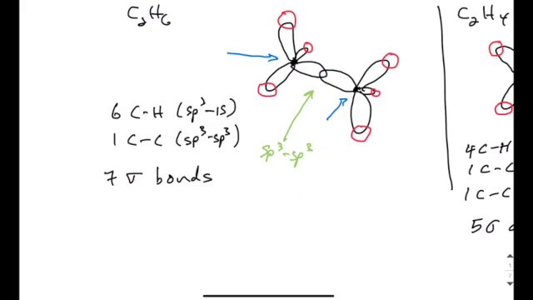Then I drew the 1s orbital in red, representing the 6 hydrogen atoms. And so if I tally up all the bonding, I'm going to have 6 carbon-hydrogen bonds, which is sp3-1s overlap, and 1 carbon-carbon bond, which is an sp3 overlap, resulting in a total of 7 sigma bonds for this molecule.